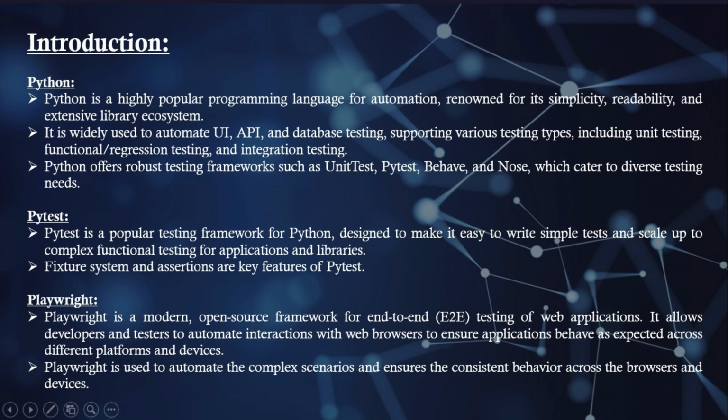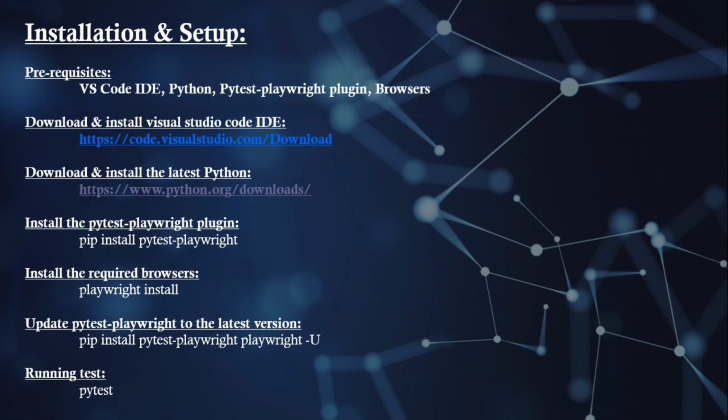Moving on to the next slide. To start with Python automation, these are the list of tools and plugins to be installed on our system. I have listed some of the links and some of the commands here. We can see one by one. Visual Studio Code is the IDE where we can execute all our Python scripts. I have already installed Visual Studio Code on my machine, so I'm not going to reinstall it again.